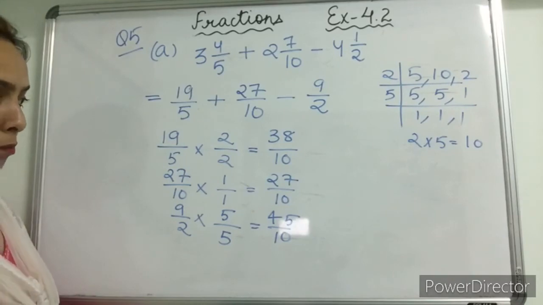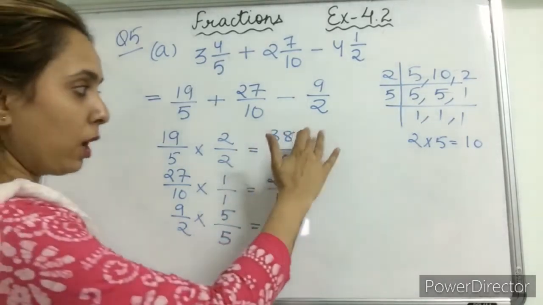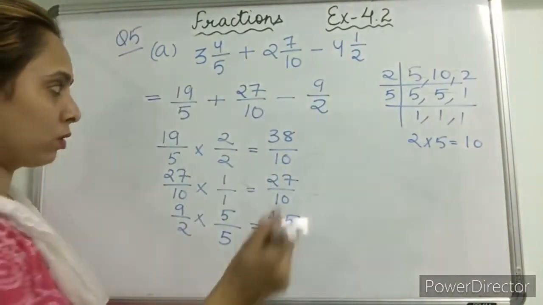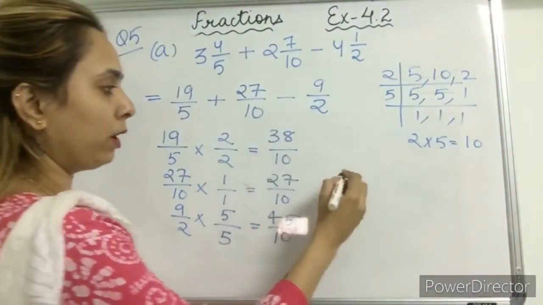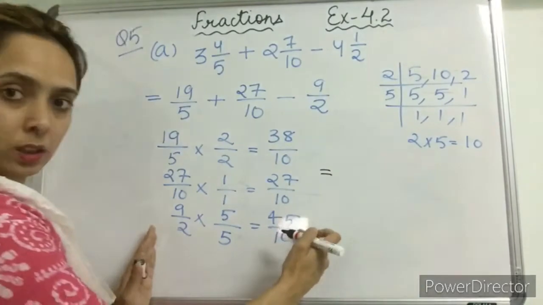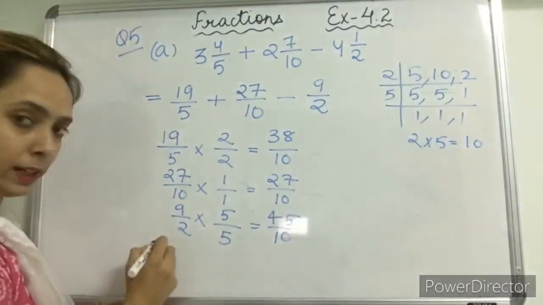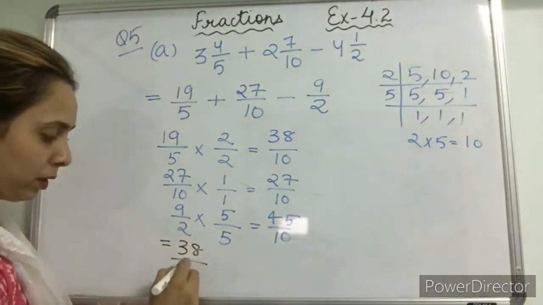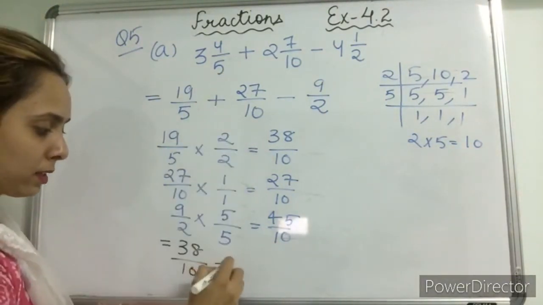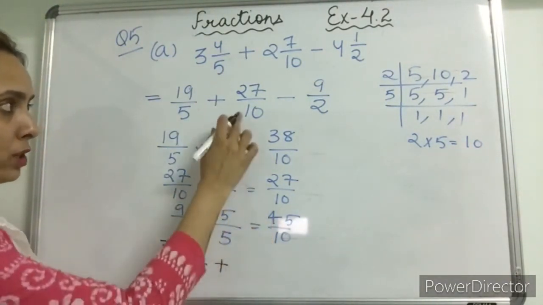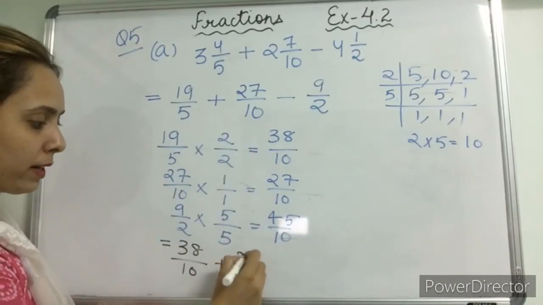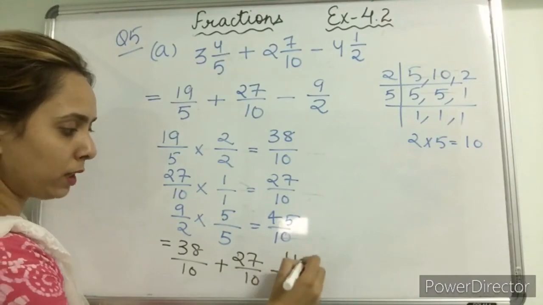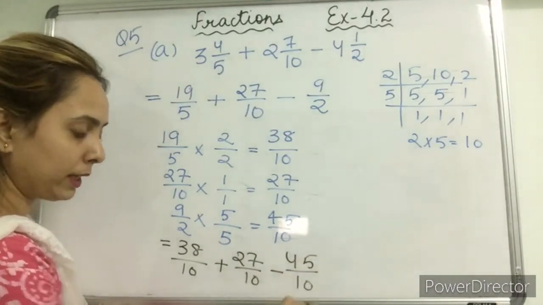All the fractions are improper fractions. Now we will write these fractions according to their question. I am writing it here only. 38 upon 10 plus 27 upon 10. So I will write 27 upon 10 as it is, minus 45 upon 10.